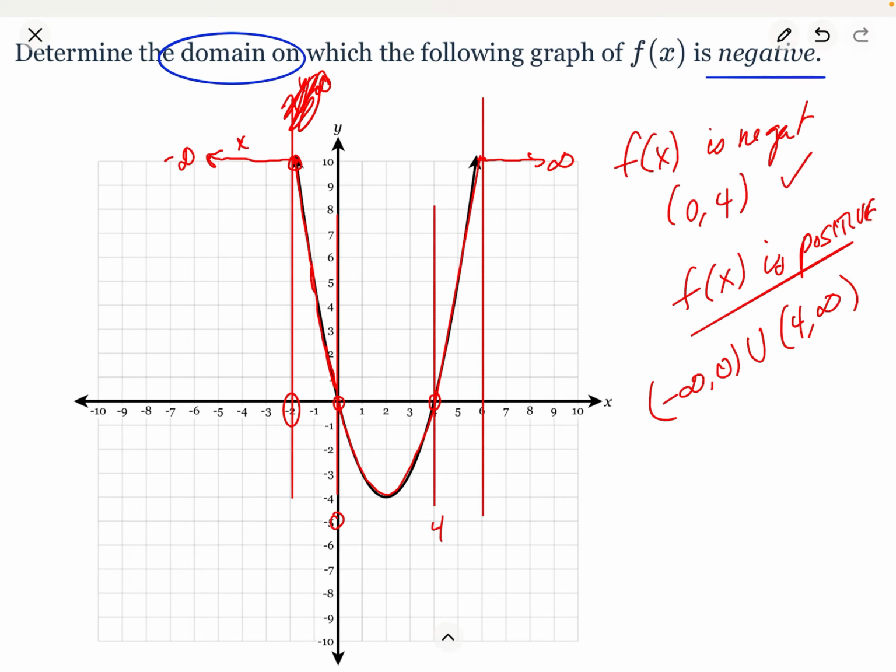So I hope this has been helpful. Make sure you always find your zeros first and then put a vertical line through them, because that's going to tell you where the interval starts and stops.